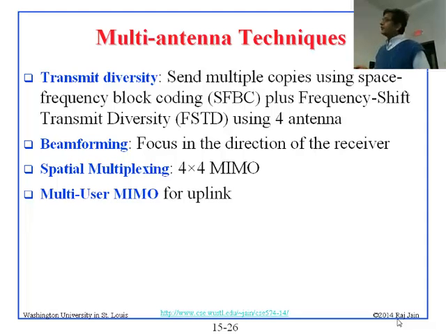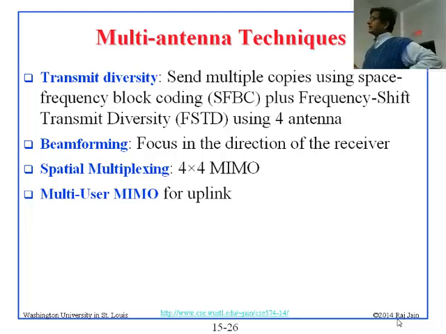Then you can do beam forming, which is basically that you focus in the direction of the receiver, and the receiver does the same thing. It focuses the ear in the direction of the transmitter. So even the reception is directional. So that is beam forming.